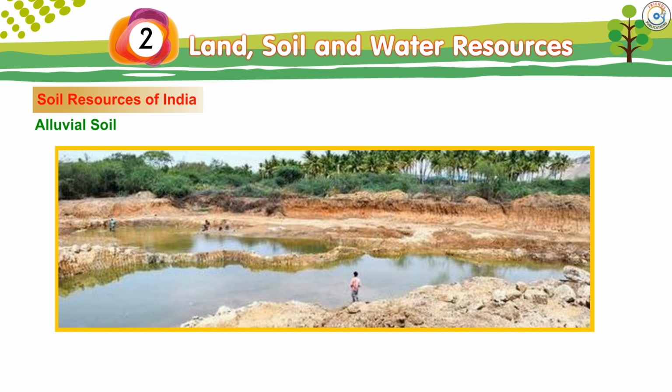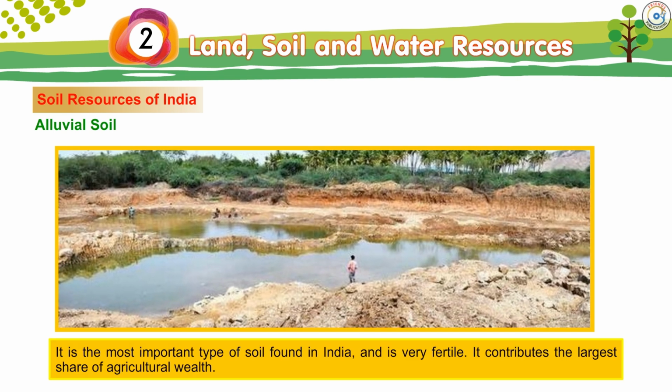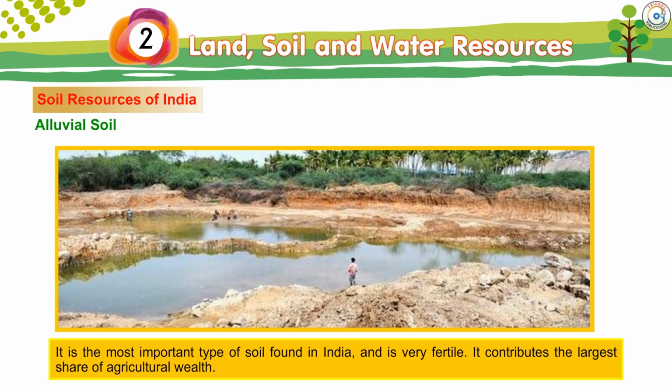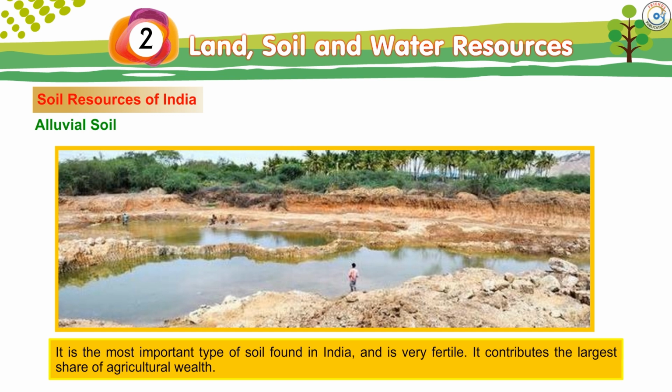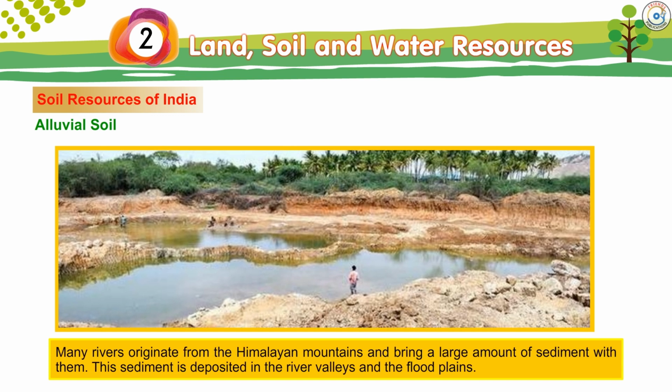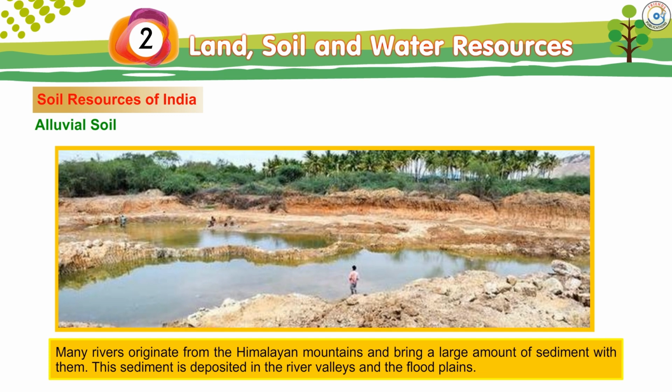Alluvial soil. It is the most important type of soil found in India and is very fertile. It contributes the largest share of the agricultural wealth. Many rivers originate from Himalayan mountains and bring a large amount of sediment with them.